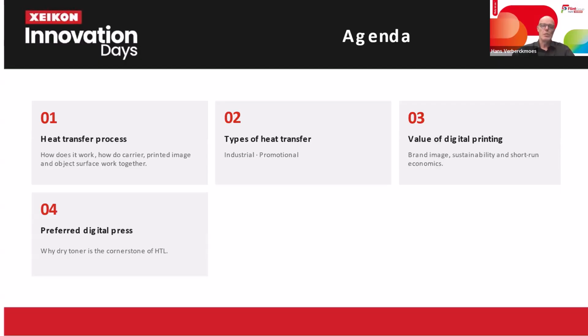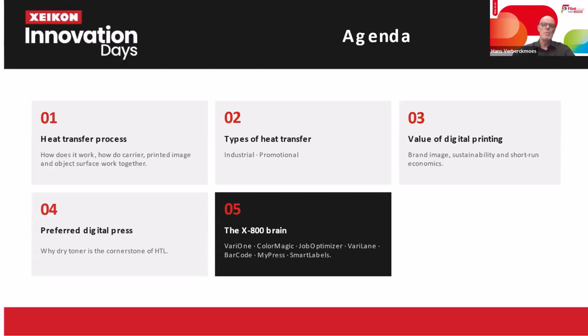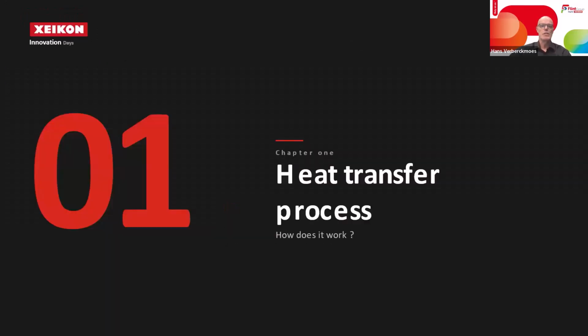The preferred digital press. Very important, where I really want to dive a little deeper, is the X800, the brain as I like to call it. Because if you go digital, the workflow is as important as the printing process itself. And then last but not least, of course, the lessons learned. So I'll start with the heat transfer process itself.